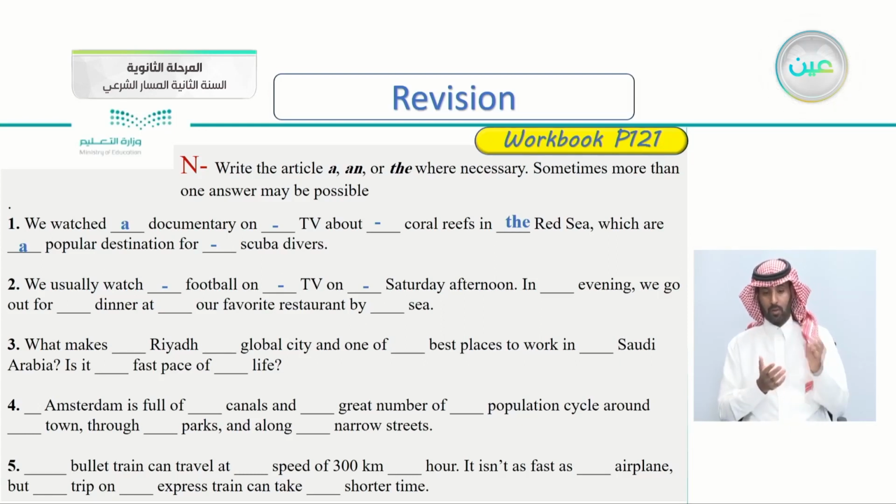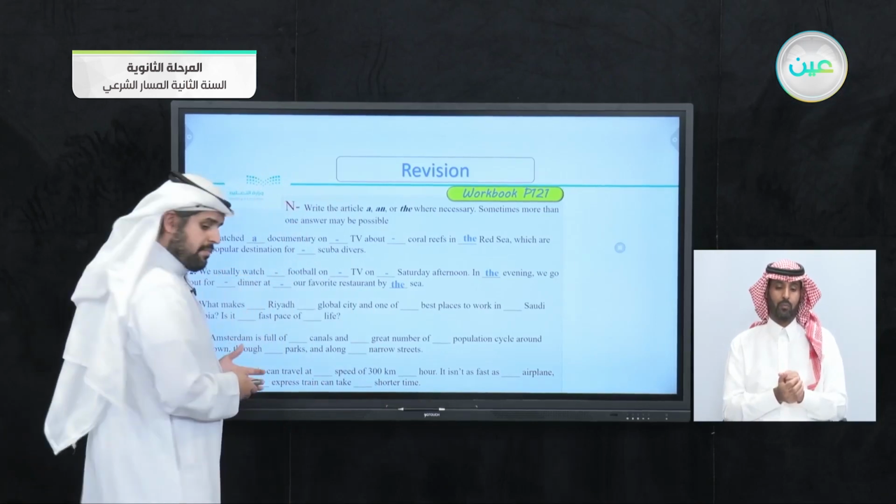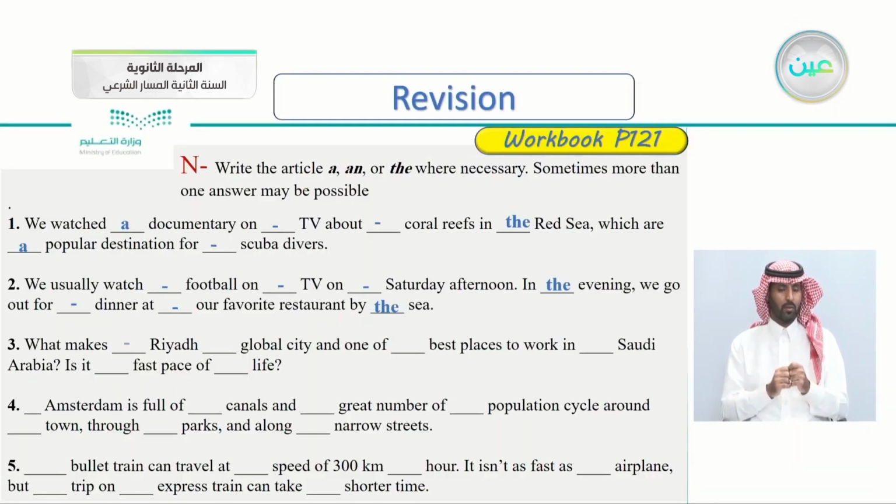In the evening. So do we say in an evening, in an evening, or just leave it? Yes, you're correct. In the evening, we go out for dinner at, yes, at our favorite restaurant by, yes, by the sea. By the sea. Excellent. Number 3. What makes, yes, Riyadh is a city, so it doesn't take anything. What makes Riyadh a global city and one of the best, yes, one of the best places to work in Saudi Arabia? So, yes, we put nothing here. Is it the fast pace, that's correct, of life?